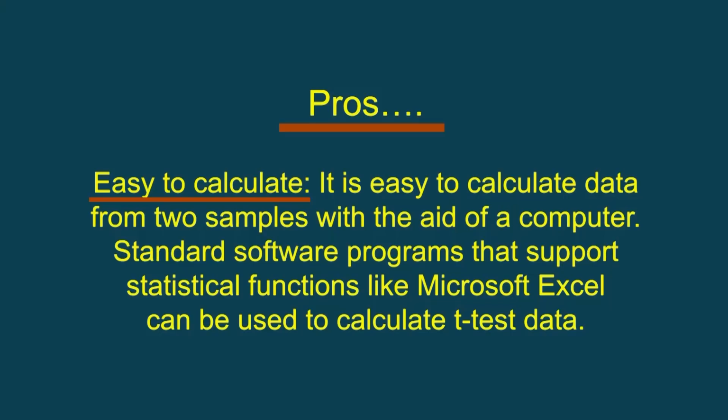The t-test is very easy to compute because we just collect two samples, and even if we have a calculator or a computer, we can calculate the sample means, we can calculate the sample variances, the pooled variance, pooled standard deviation, and then the t-statistic. So it's very easy to calculate. This is one of the very major advantages of the t-test.